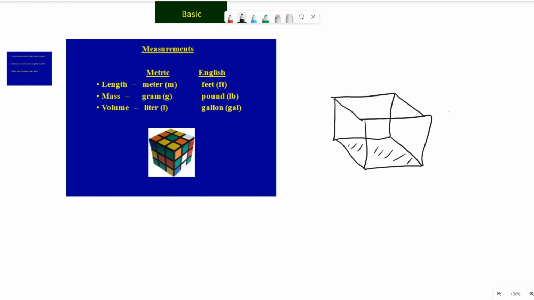Well, there's three things that you can measure about this cube, and it's three things you can measure about any object that you have. The first thing is you can measure its length. So if we want to measure its length, we might take a ruler and find that it's 1 inch on each side. So doing that, we're measuring the length of this object.